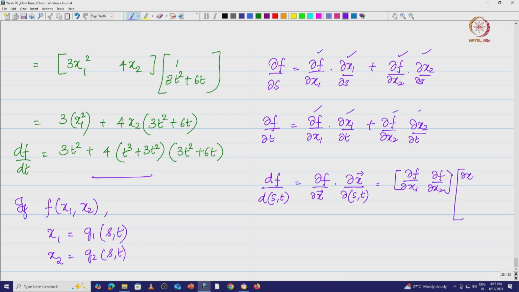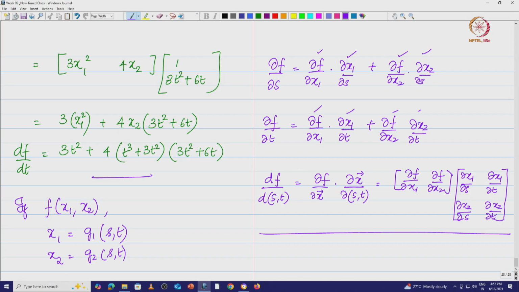dou x1 by dou s, dou x2 by dou s, oh sorry, dou x1 by dou t, then I am going to have dou x2 by dou s and dou x2 by dou t. So, I get a matrix product here. So, this is basically the chain rule which is expressed as a matrix multiplication, right. Great. So, you can work out some problems on this, and you would get some insights into this, right.